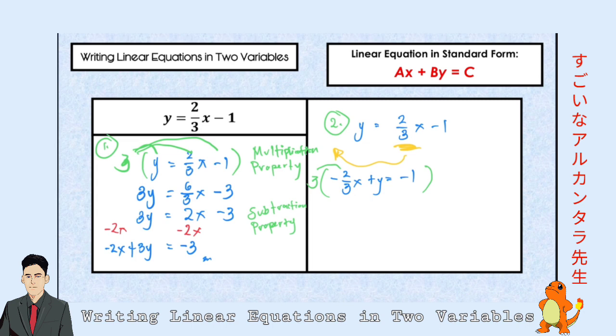You'll have here 3 times negative 2, that will give you negative 6 over 3x. Then 3 times y, it's gonna give you 3y, and then multiply 3 to negative 1, you're gonna have negative 3. So when you simplify negative 6 over 3, that will give you negative 2x. Then this is plus 3y is equal to negative 3. So now it is in standard form.